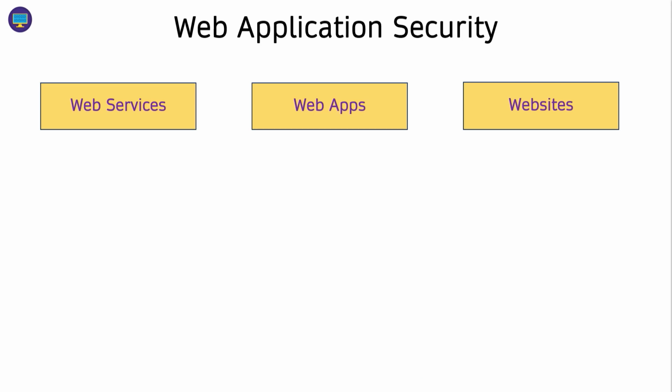Web application security is a very broad topic, so there's no way we would be able to exhaust it in this one video, but we will talk about what it is, and we will talk about why it's important. So what exactly is web application security? Well, web application security is simply a branch of information security, and it deals with securing web services, web applications, and websites. So it's basically securing web services, websites, and web applications over the internet.